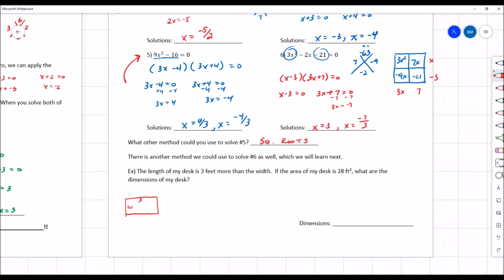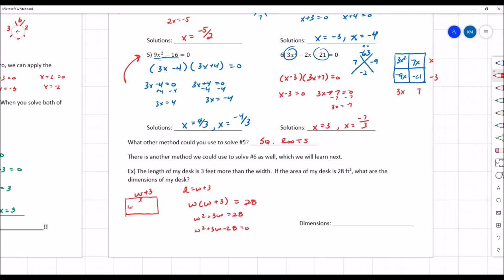But it says that the length is 3 feet more than the width. To solve this question, we want to rewrite that and say, hey, maybe we just write this side as W plus 3. Length equals W plus 3. So when we find the area, we'd say length times width, or W times W plus 3 equals 28. As we multiply through, we get W squared plus 3W equals 28. Subtract 28 from both sides. We get W squared plus 3W minus 28 equals 0.